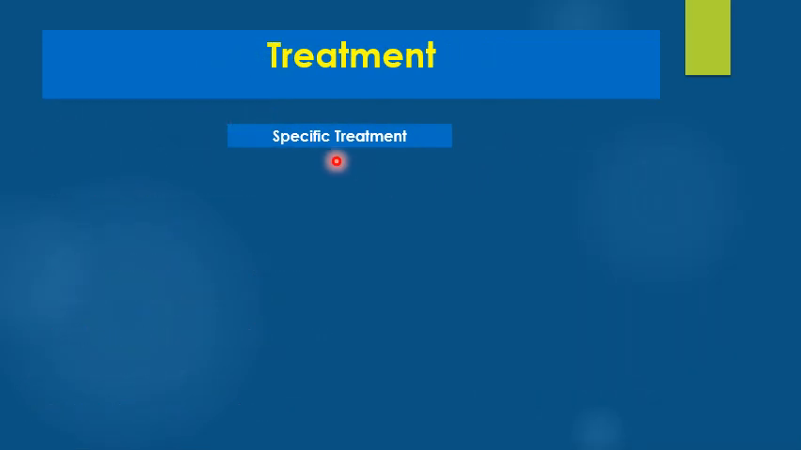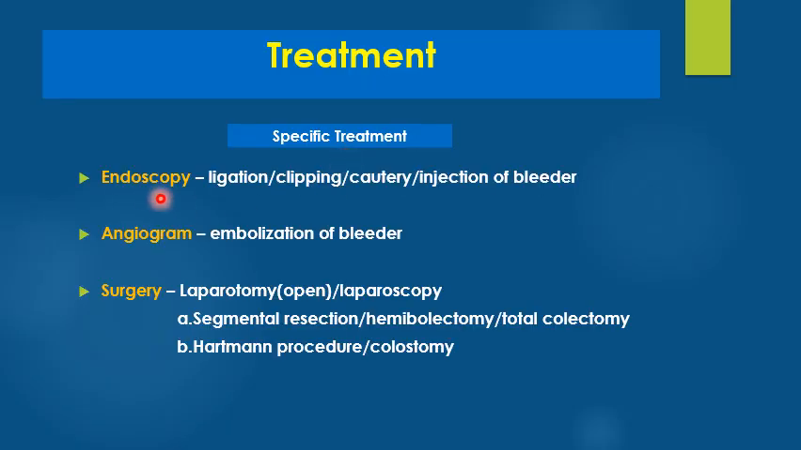We come to the specific treatment for these patients. There are three forms: endoscopy, angiogram, and surgery. Endoscopic treatment consists of ligation of the bleeders, clipping of the bleeders, cautery, and injection of the bleeder. So all these endoscopically, the bleeders can be arrested by the various methods here.